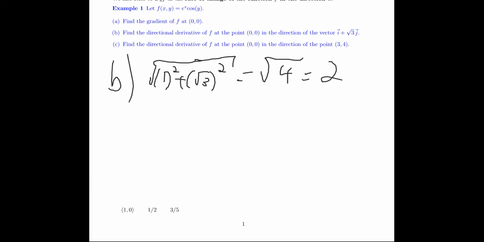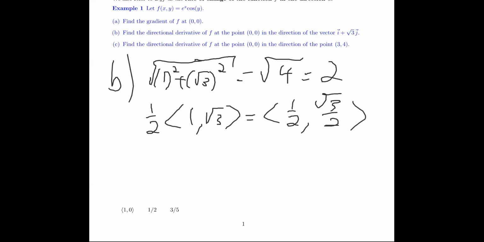So our unit vector is 1/2 times 1 comma root 3. Or in other words, 1/2 comma root 3 over 2. And so this is the unit vector that points in the same direction as that vector in part B.